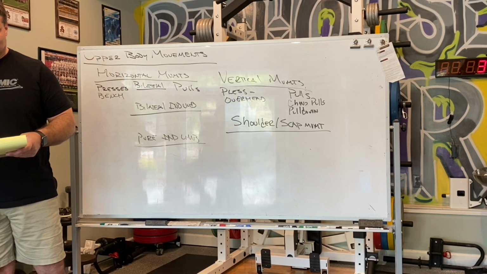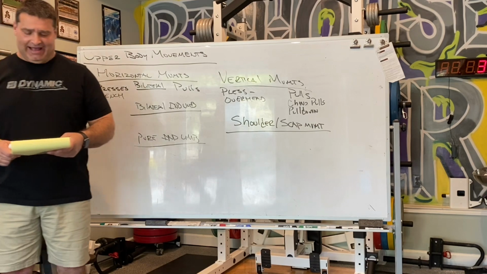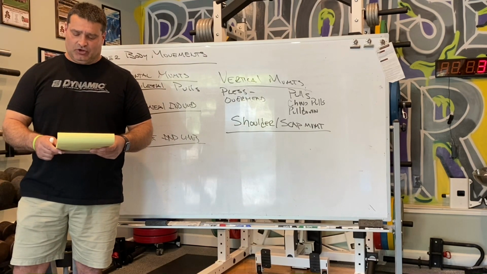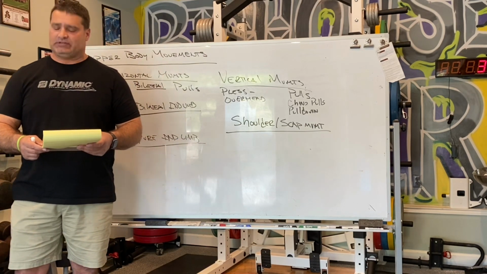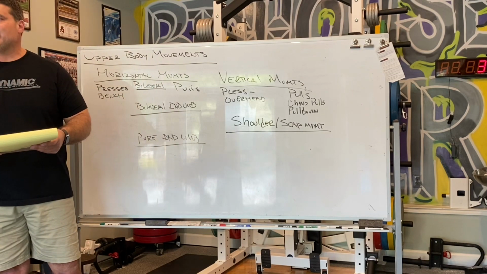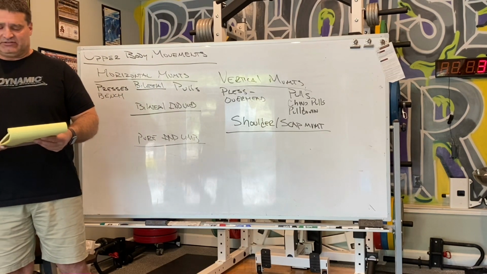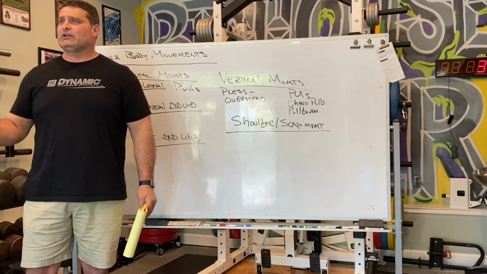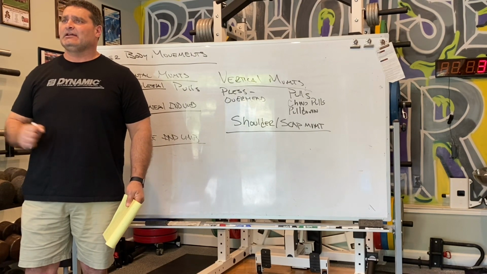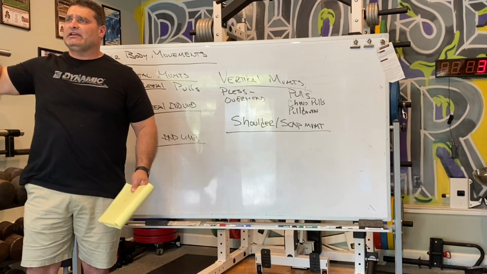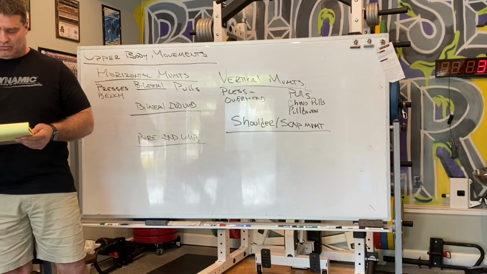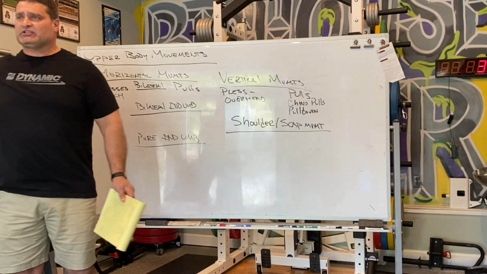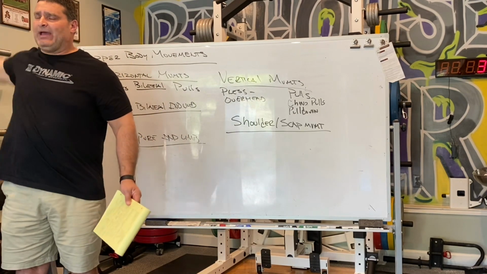Horizontal abduction and adduction, and then abduction and adduction. Internal and external rotation, lateral and medial rotation. The differences are internal, external is what I call 90-90. Lateral and medial is up in your goalpost or a W. Circumduction, forward and back.